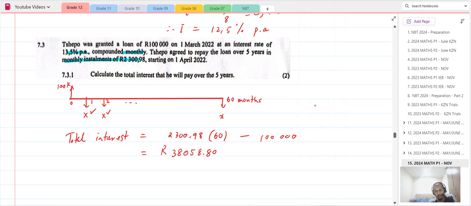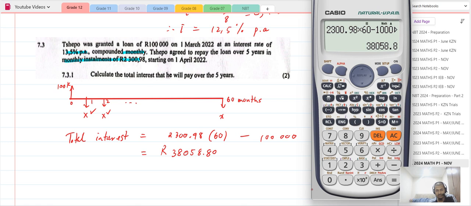Should we accumulate this? No, I don't think so, you're not supposed to accumulate the 100,000. It's the total amount that you paid minus the original loan amount that will give you the total interest. If you try to do this with 13.5 over 1200 to the power 60, it will not work out. So this should be fine. That's the total amount of interest that you paid.